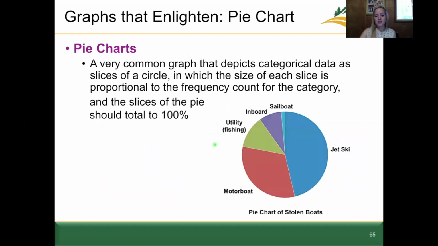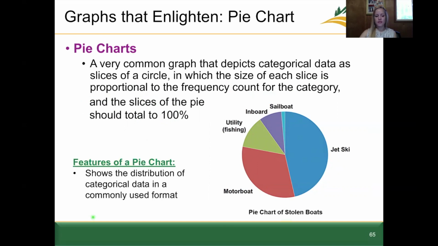Next, we have pie charts. This is a very common graph that depicts categorical data as slices of a circle in which the size of each slice is proportional to the frequency count for the category. And here the slices of the pie should add up to about 100%. One feature of a pie chart, it shows the distribution of categorical data. Okay, so again, categorical / qualitative data. This is as opposed to quantitative data. So this shows the distribution of categorical data in a commonly used format that is usually pretty audience friendly.